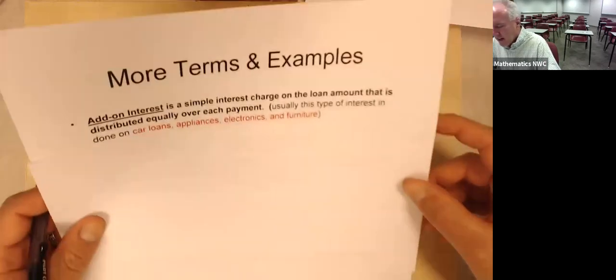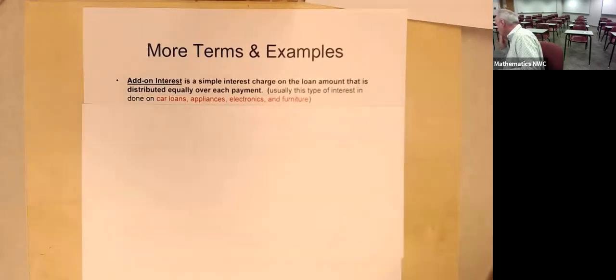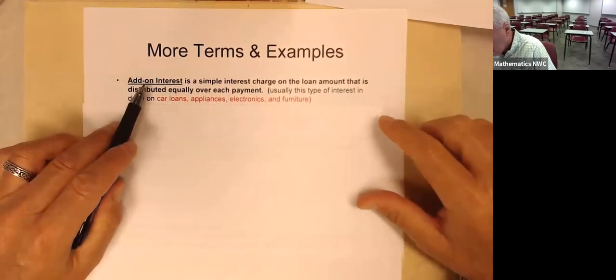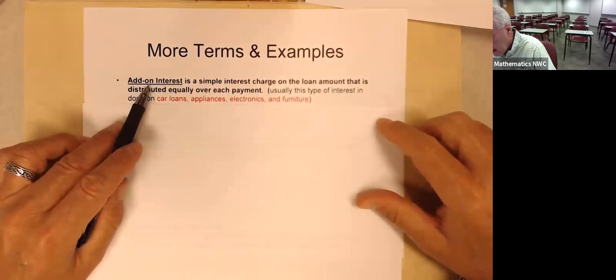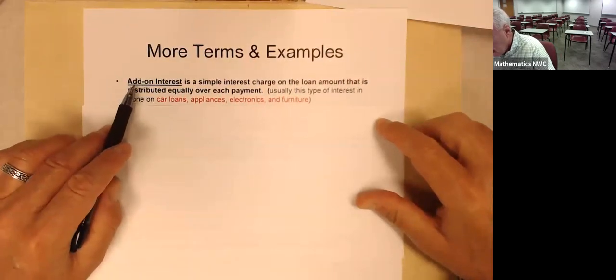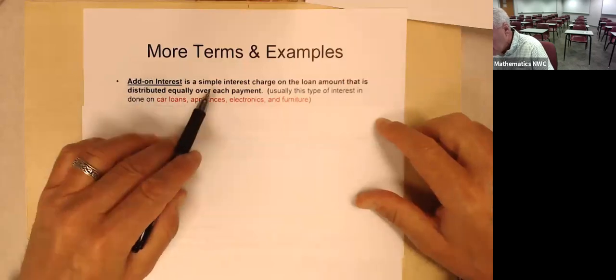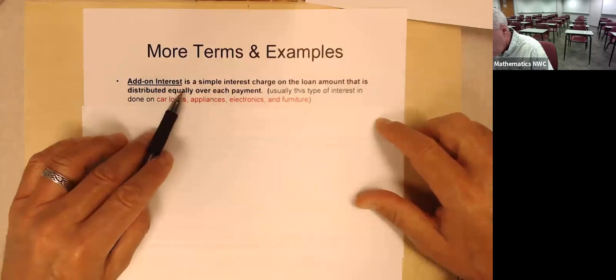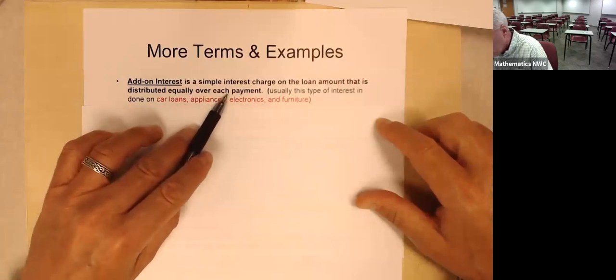Our last concept here today, I'm sorry, our second to the last. We're going to look at add-on interest. This is actually a type of interest. It's different than simple interest. Add-on interest is a simple interest charge, but it's distributed equally over each payment.